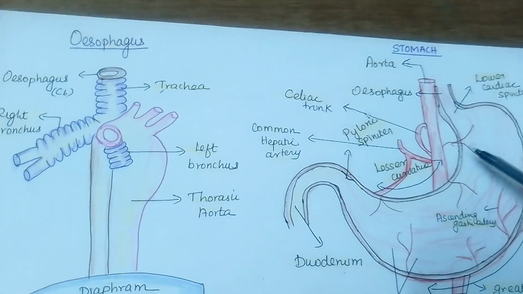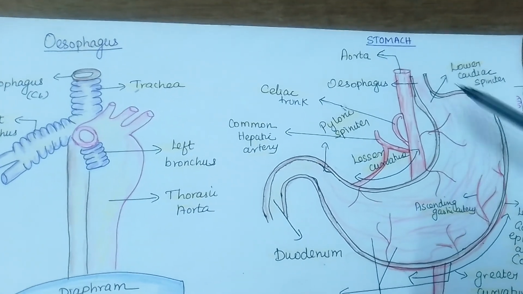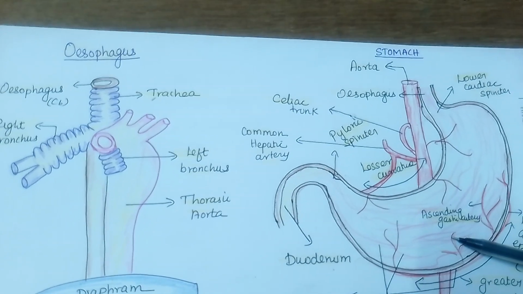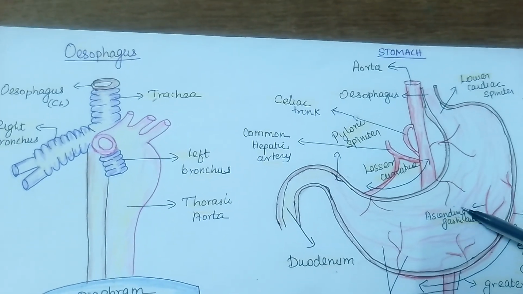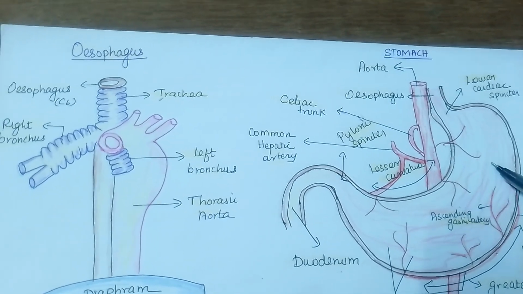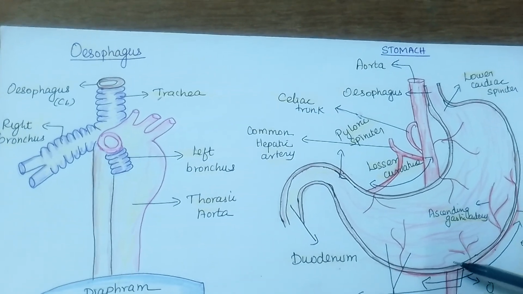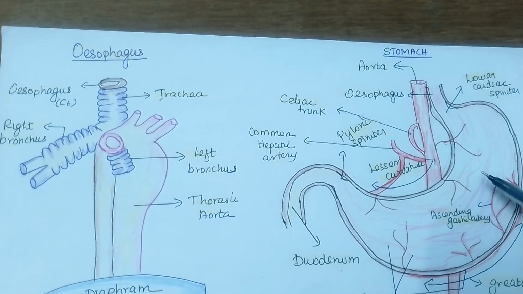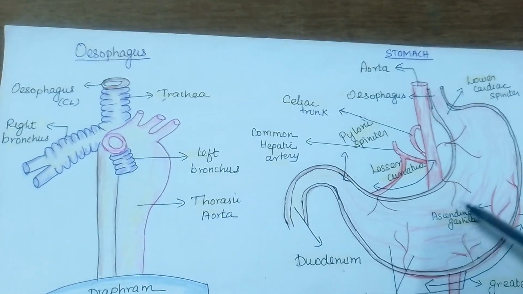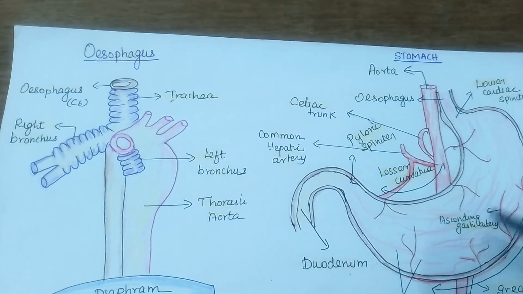First we will see the storage function. When the food is coming, food is stored here. How long is it stored here? 2 hours to 2.5 hours. What is the capacity? It is nearly 1 liter to 1.5 liters. Mixing of food, how is the food mixed?